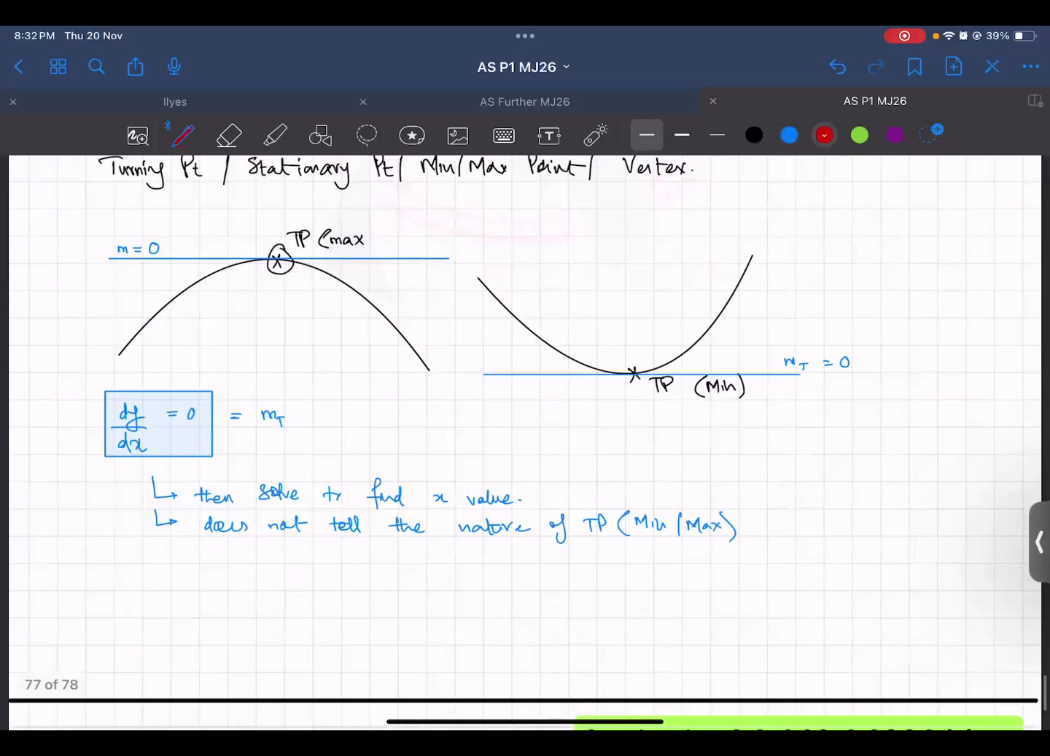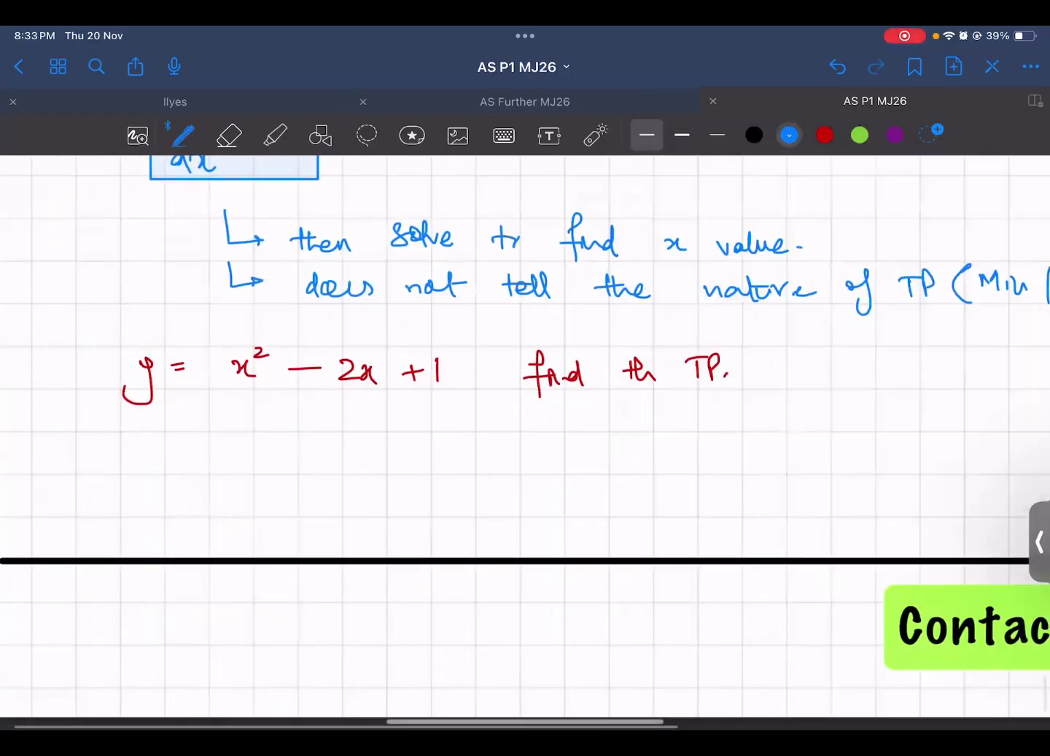So let's suppose y is equal to x square minus 2x plus 1, and they are asking you to find the turning point. First of all, you will differentiate. So dy by dx, we would use the basic formula. The power comes down and multiplies, and the power subtracts. So x square gives 2x, and minus 2x will become minus 2. And plus 1 would become 0 because it is a constant.